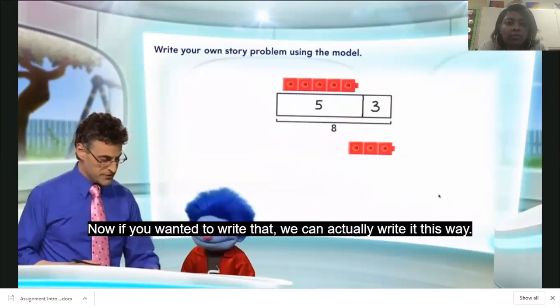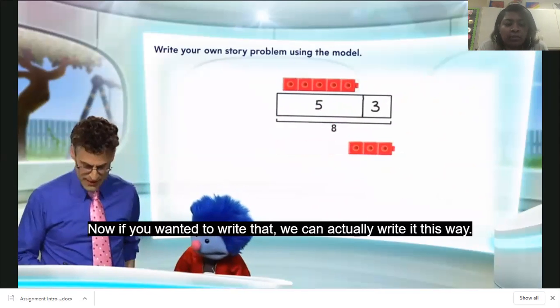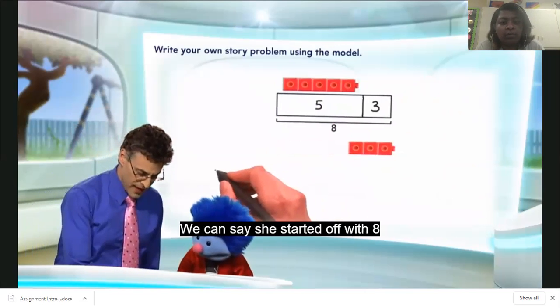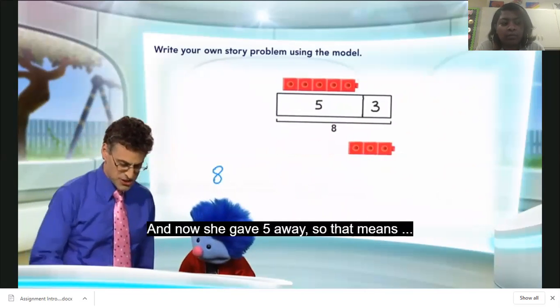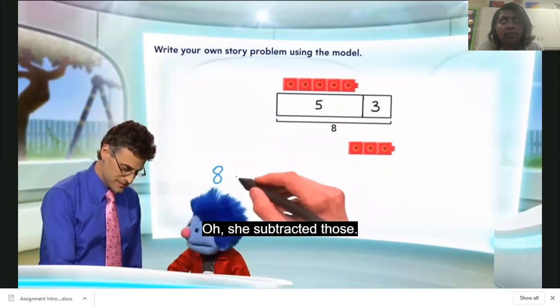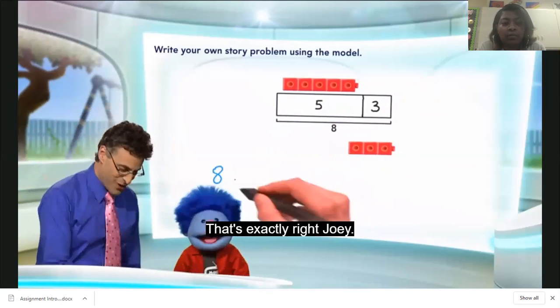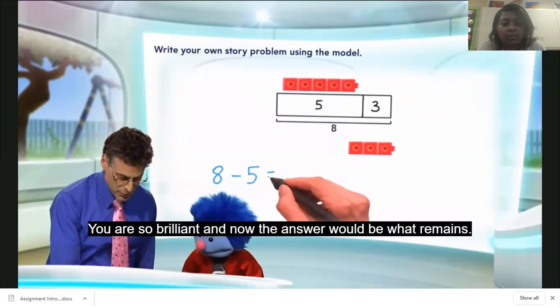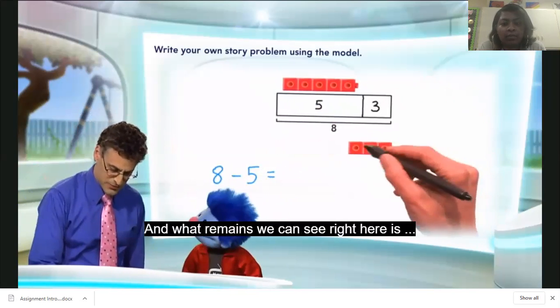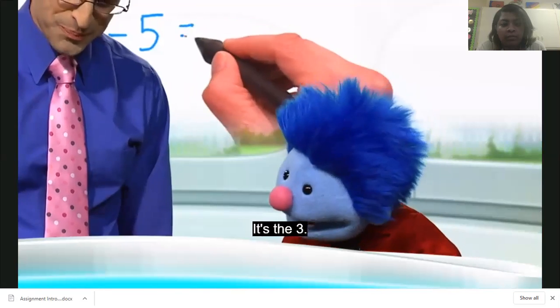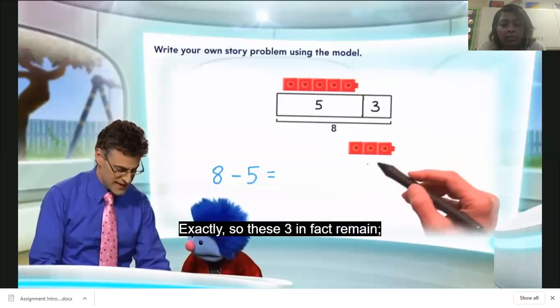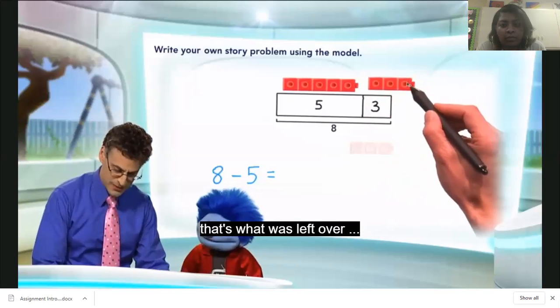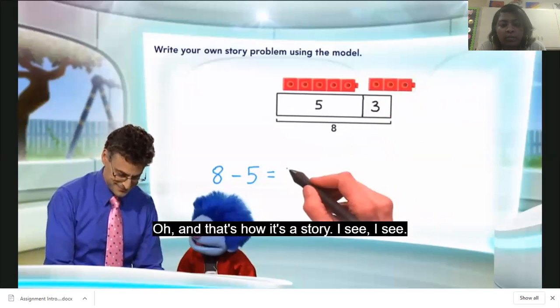Right. Now, if we wanted to write that, we could actually write it this way. We could say she started off with 8, and now she gave 5 away. So that means she subtracted them. That's exactly right, Joey. You are so brilliant. And now the answer would be what remains. And what remains, we can see right here is... It's the 3. Exactly. So these 3, in fact, remain. That's what we're left over. Oh, and that's how it's a story.